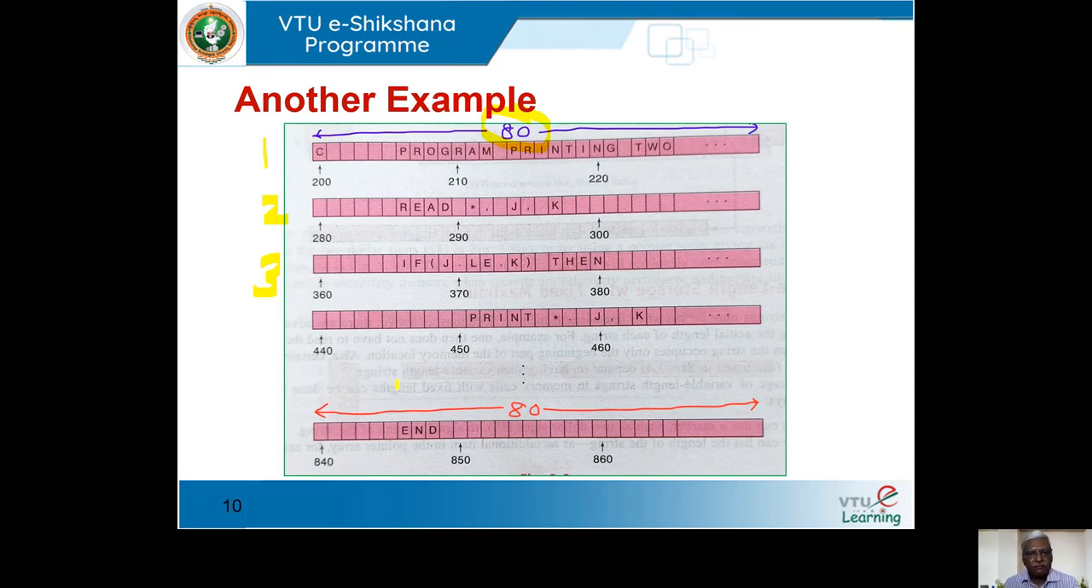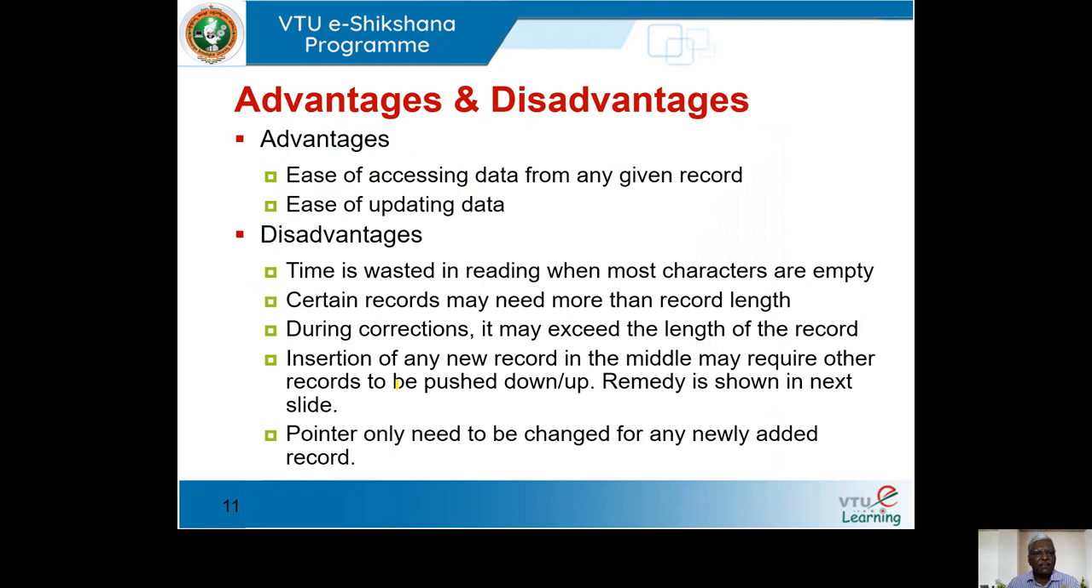Before the second method, we also see the advantages and disadvantages of this method of storing strings. The advantage is ease of accessing data, because we know it always has 80 characters, and you can simply rely on that. Those days people used to manage this with punched cards and Fortran 4. I think you would not have heard of these things, but those days fixed length records were very famous. And there is ease of updating data, because you know it's only 80 characters, you can easily scan through the records.